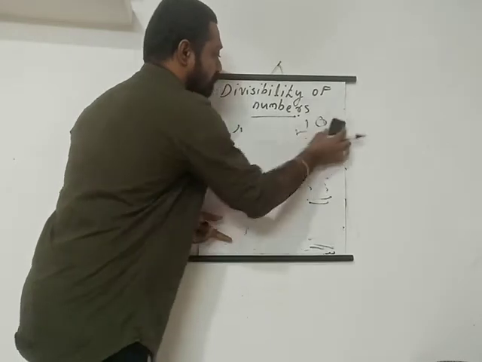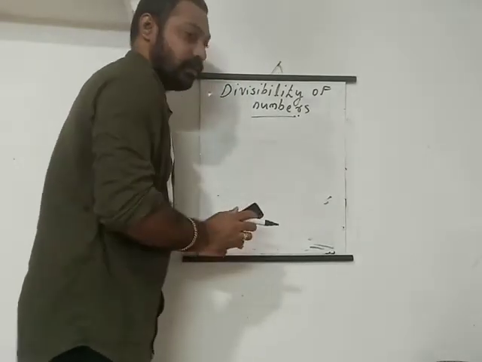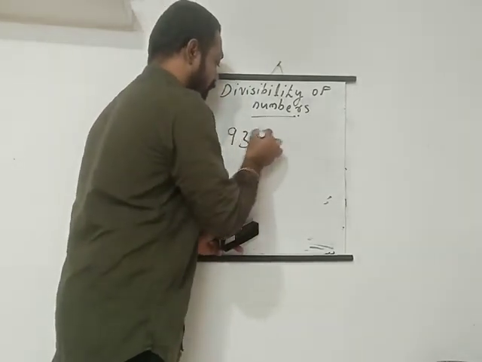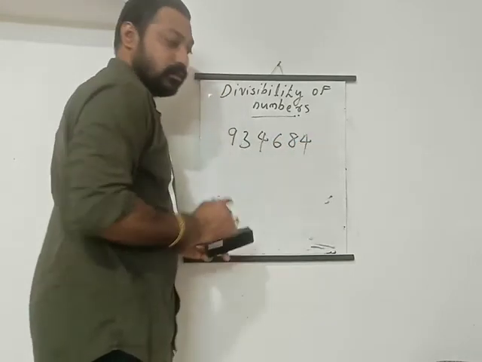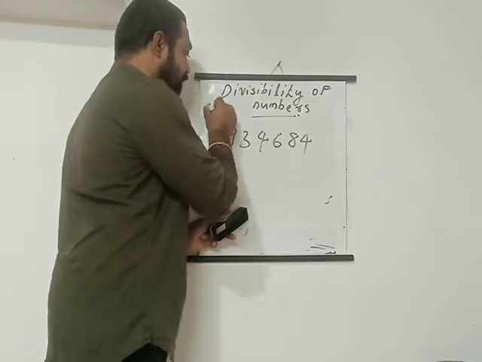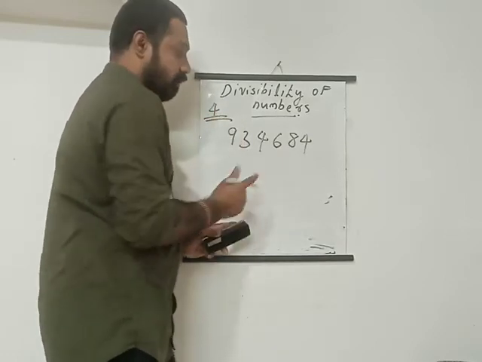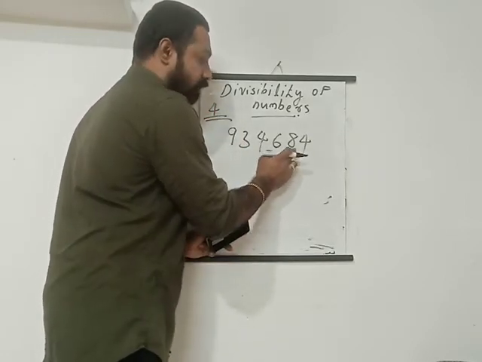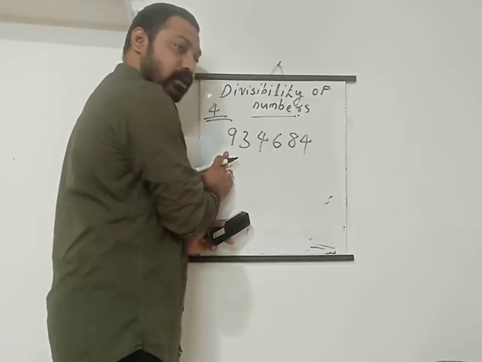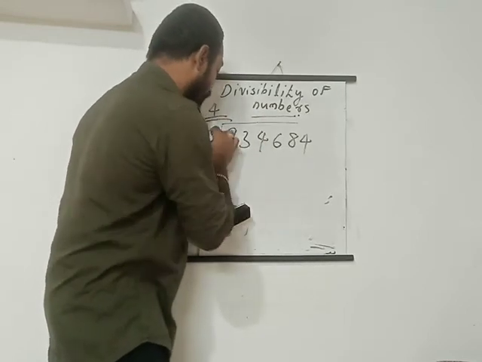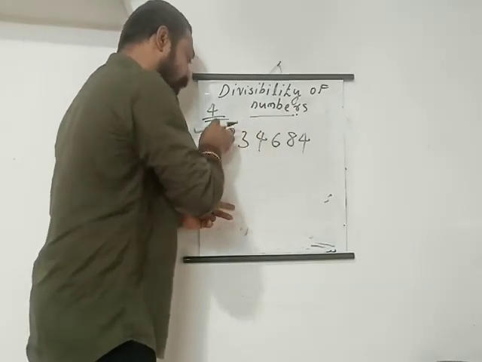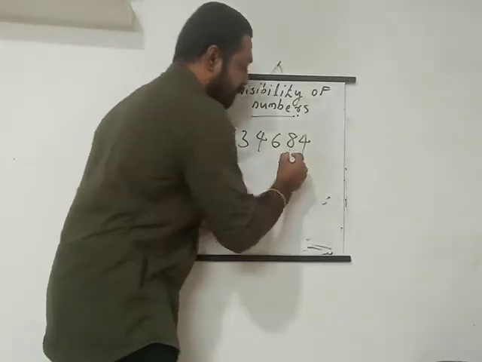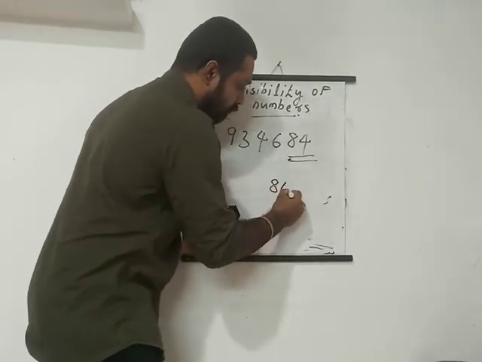Very simple. That means, however many digits are given, for example, the number is 9 3 4 6 8 4. You need to check whether this number is divisible by 4. You can see how many digits: 1 2 3 4 5 6, isn't it? So you don't need to go for the division of the whole number. Understand? Instead, take the last 2 digits only. Just take 84.